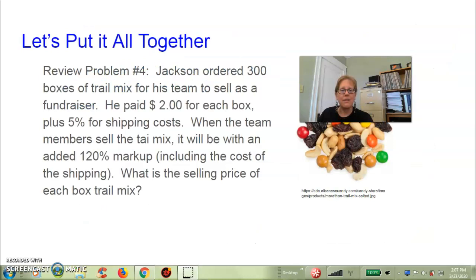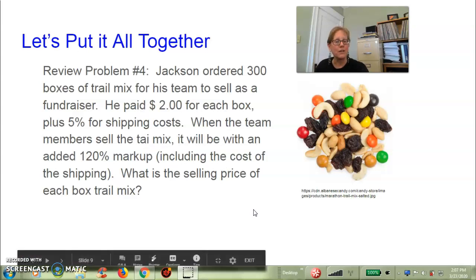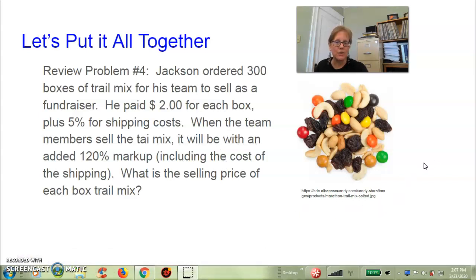All right, in this case, I want you to put it all together here. Figure this out. This should be trail mix. Again, I need to fix up my slideshow a little bit. But read this yourself. Try to solve it. Then when you're ready, go on to the next page and look at the solution.